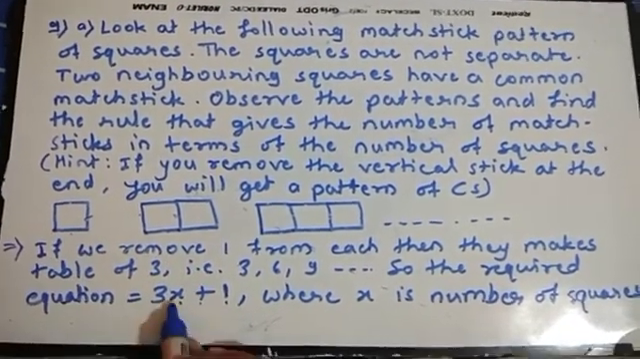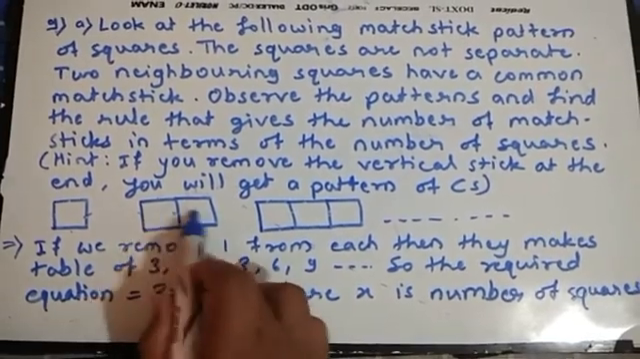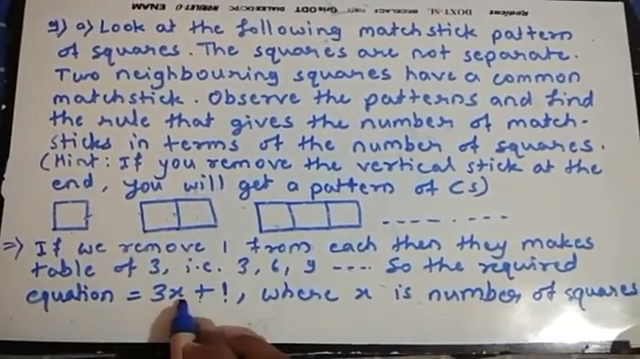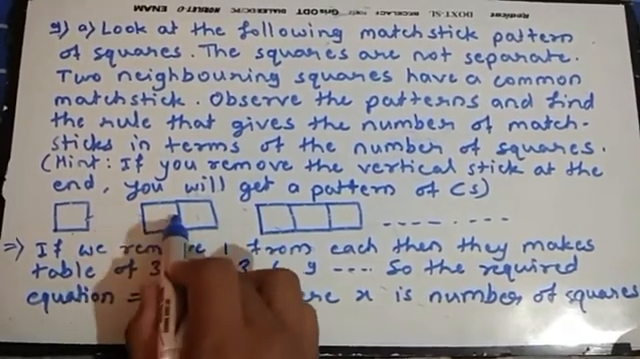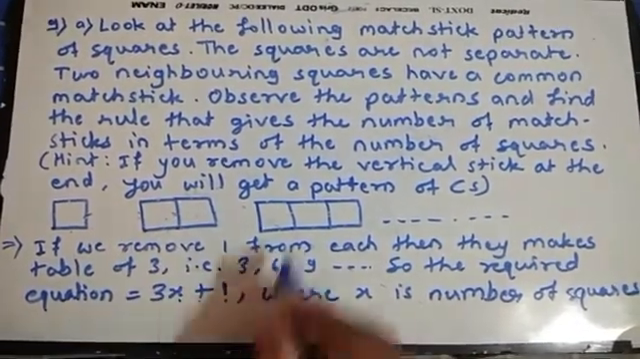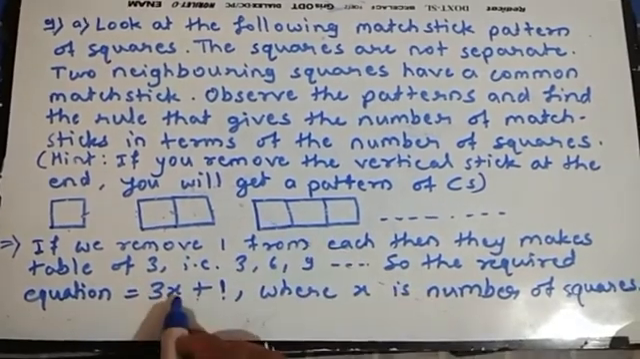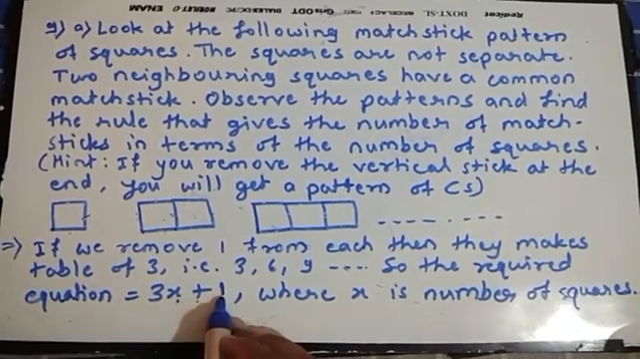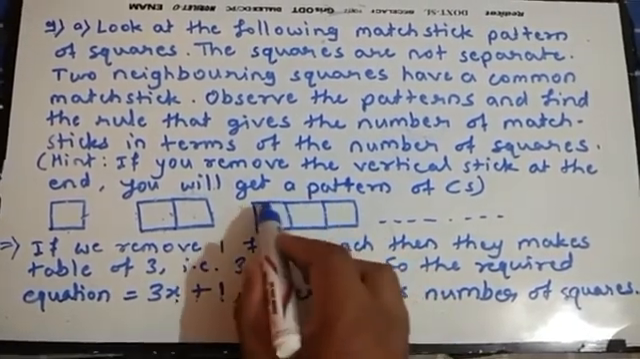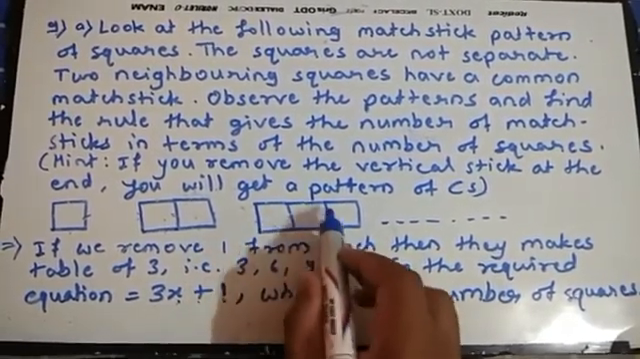Now here in place of x we are going to put 2, as 2 squares are there. 3 2s are 6, plus 1, 7 matchsticks. See here, 1, 2, 3, 4, 5, 6, 7. Yes or no? Now here 3 squares are there. So in place of x, right, here 3. 3 3s are 9, plus 1, 10 matchsticks will be there. Here you can see 1, 2, 3, 4, 5, 6, 7, 8, 9, 10.